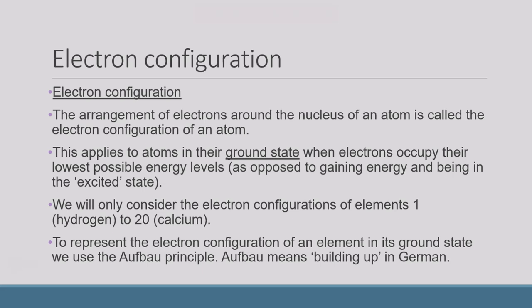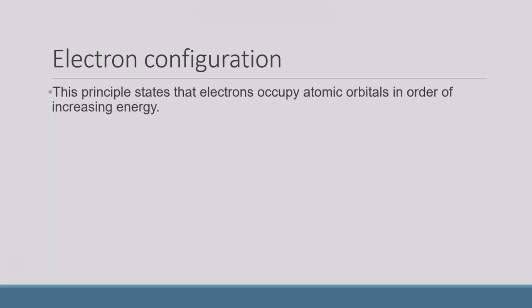To represent the electron configuration of an element in its ground state, one way of doing it is by representing an Aufbau diagram. Using the Aufbau principle, we can draw an Aufbau diagram, and in German, Aufbau means building up. The principle states that electrons occupy the orbitals of an atom in order of increasing energy.